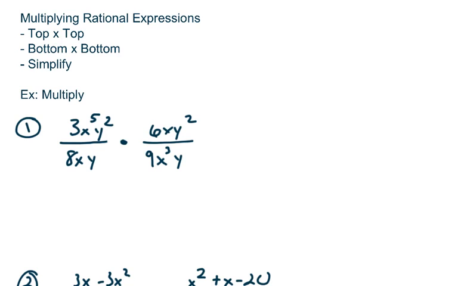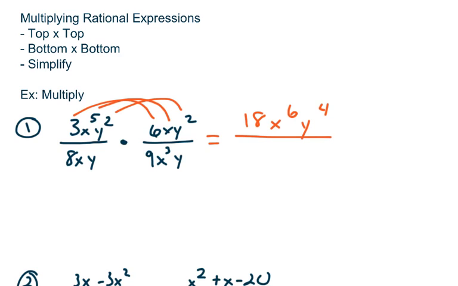So let's multiply top times top, bottom times bottom. On the top, we get 3 times 6, which is 18. We have x to the 5th times x, which is x to the 6th. And y squared times y squared is y to the 4th. Do the same thing with the denominator. 8 times 9 is 72. x times x cubed is x to the 4th. And y times y is y squared.